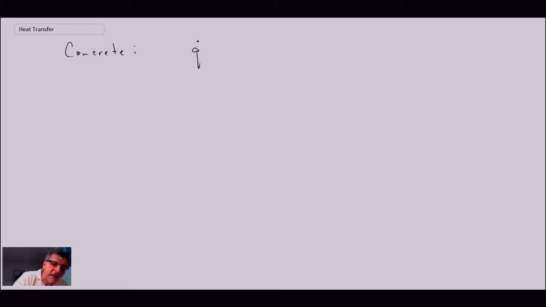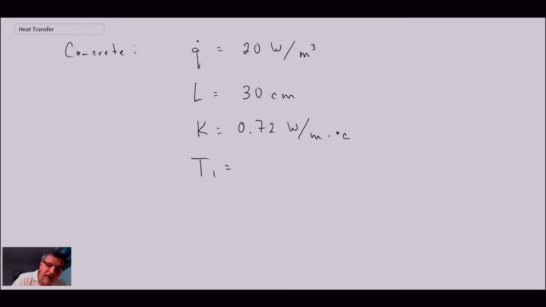Now the curing rate, we can say the heat generation is on the order of about 20 watts per cubic meter. We're going to assume our wall is 30 centimeters thick, so about 12 inches. The thermal conductivity for the cement mortar that we're looking at is 0.72 watts per meter degrees C. And the last thing we're going to say is the temperature on the right-hand surface is about atmospheric temperature, 25 degrees C.